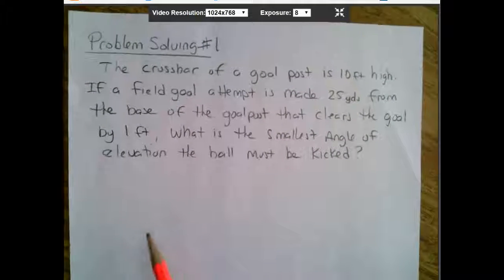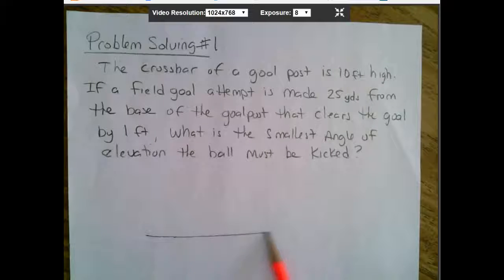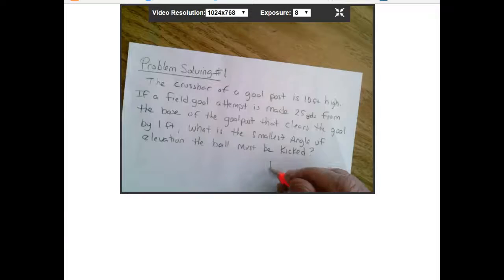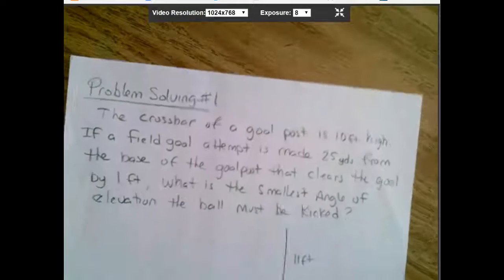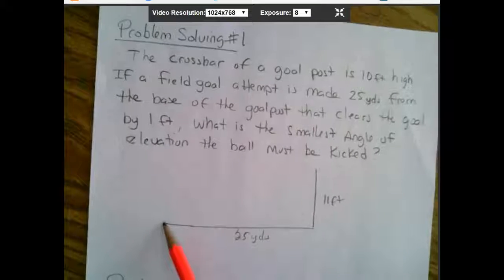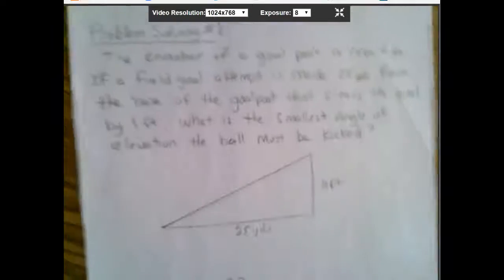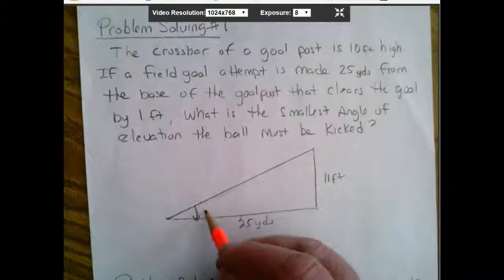So we're going to kind of draw this. It says we're 25 yards. This won't be to scale. 25 yards. And then we got a goalpost is 10 feet high, but it also clears it by 1, so we'll just make this 11 feet. And then the kick itself, the ball, has to go in a very straight line in the right spot. Let me fix it. So I'll use a ruler here real quick. So we got that, and he wants to know what angle of elevation, right?